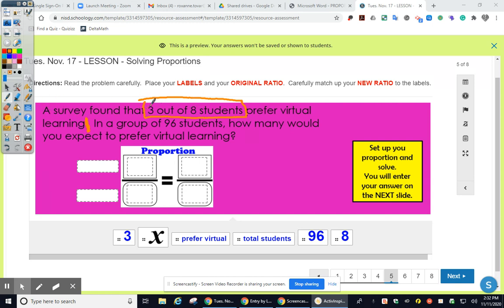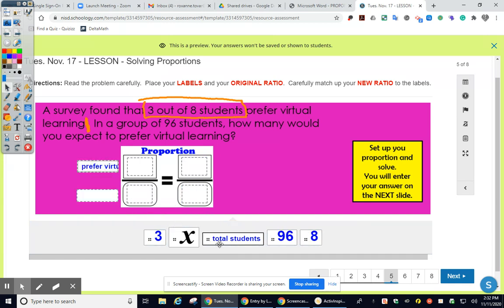Anytime they don't give you two labels, the 3 is going to be the top part of your ratio and 8 is going to be the bottom part, because it's almost like a fraction. It's your part and your whole. We know that only part of the students prefer virtual learning, and then we're taking our part out of our total amount of students. So our prefer virtual would be the first number we see, which would be 3, out of a total of 8 students. If this says 3 out of 8, the 3 and the 8 are your original ratio. They have to stay together.